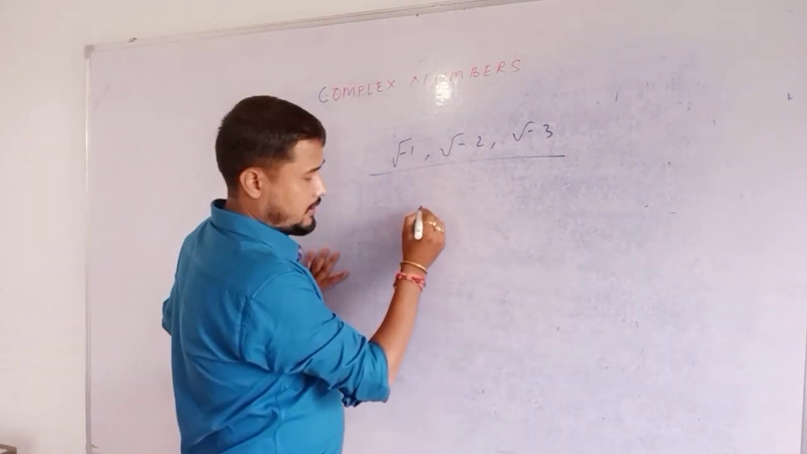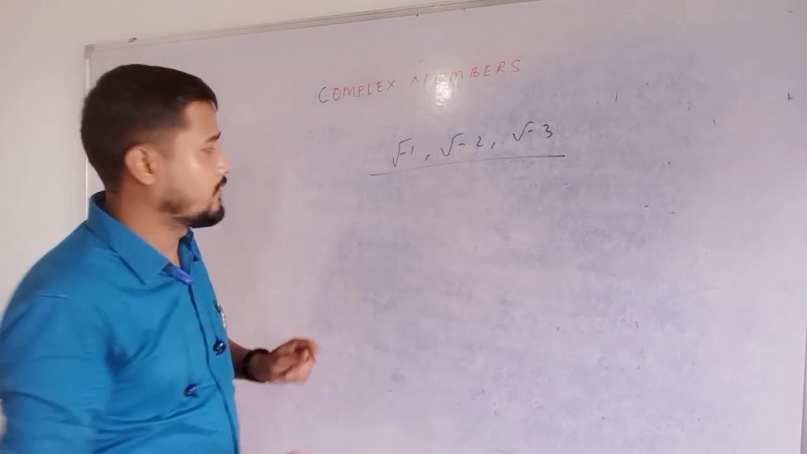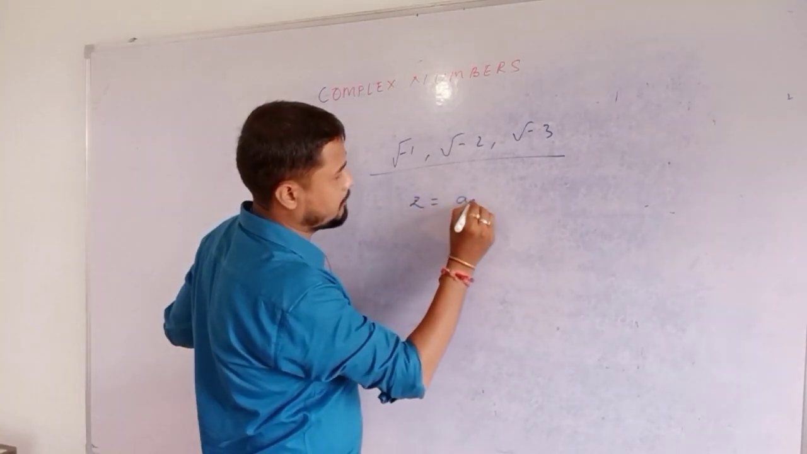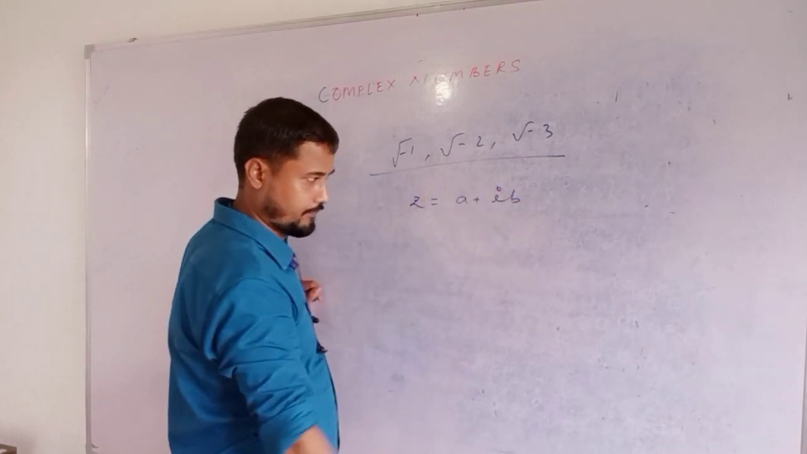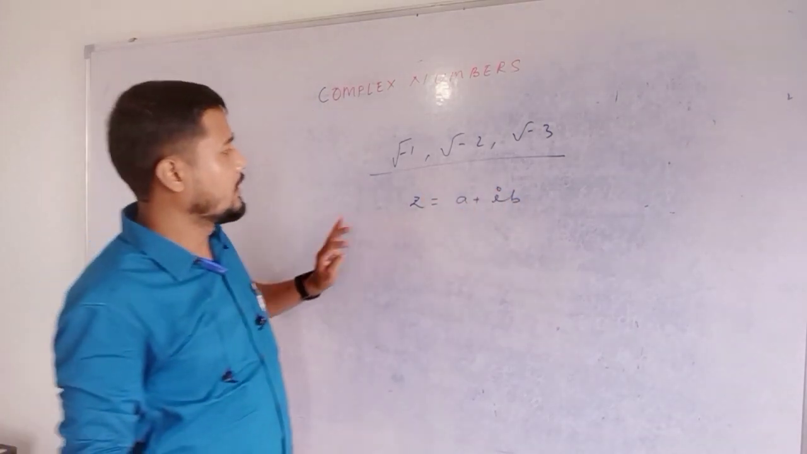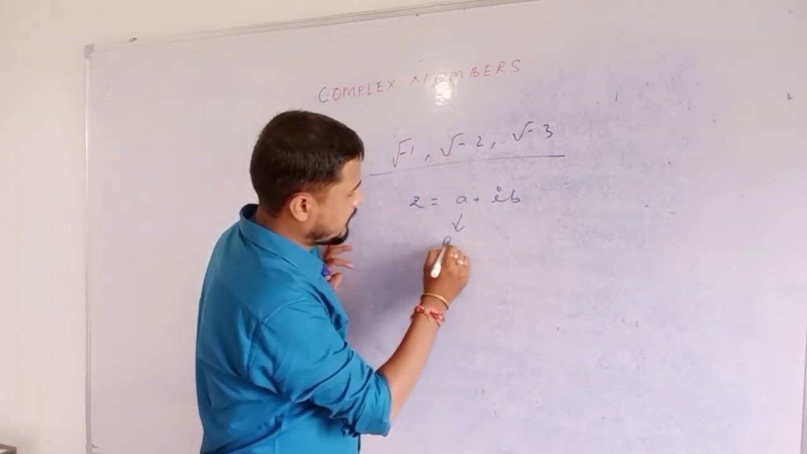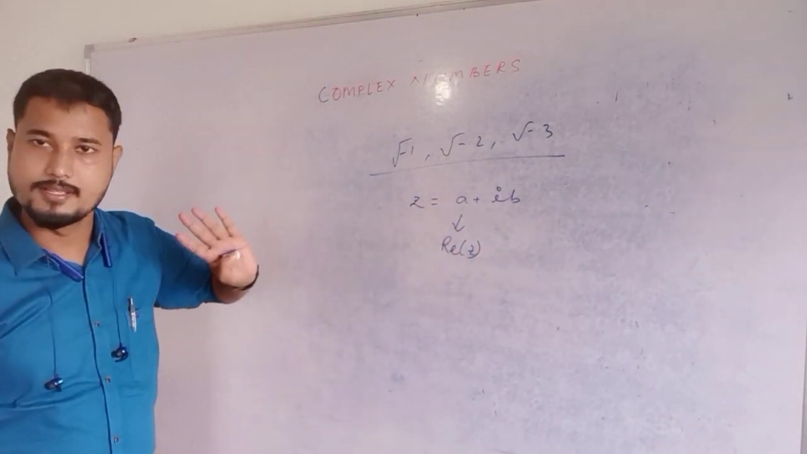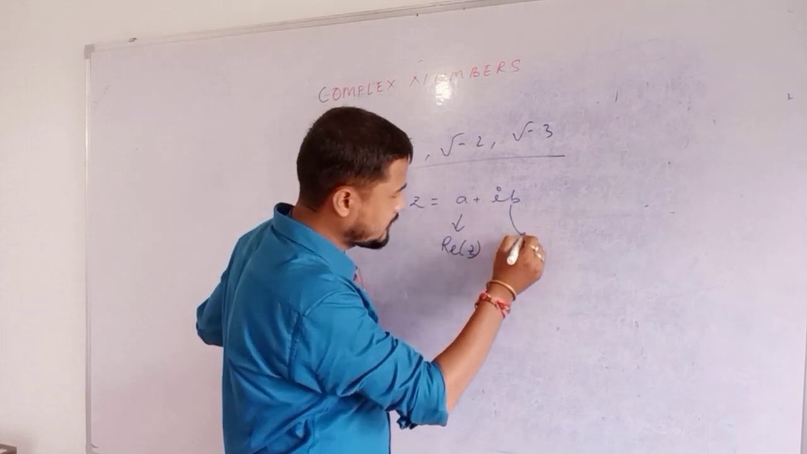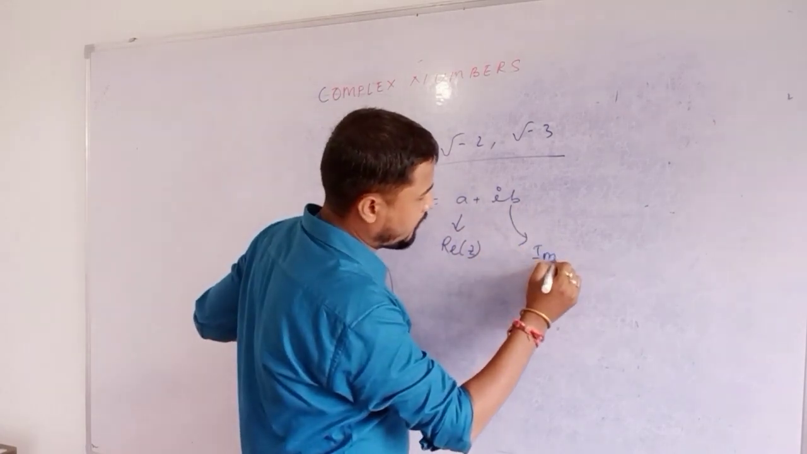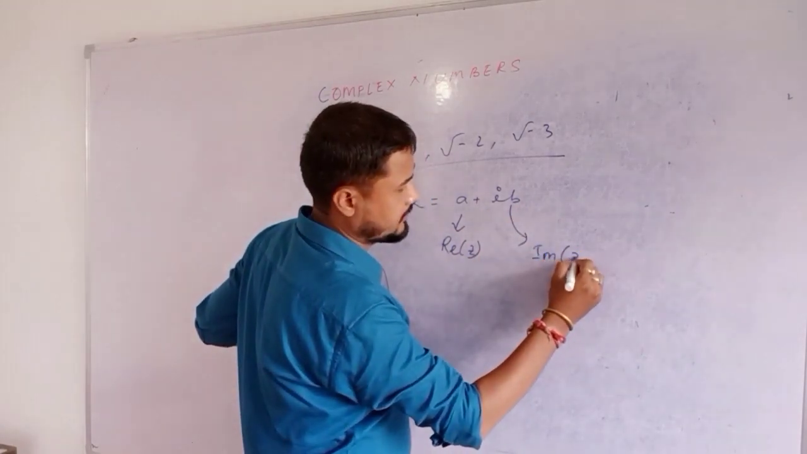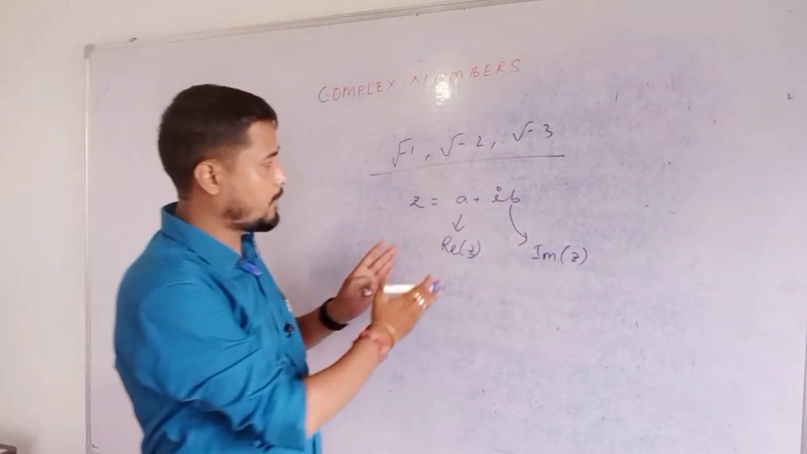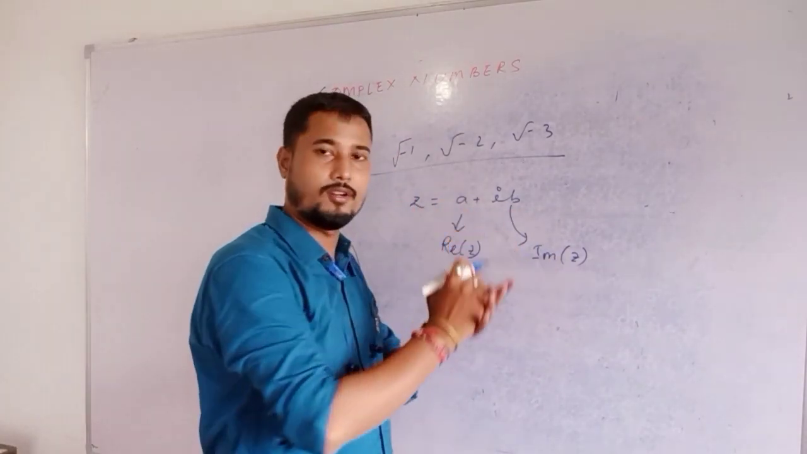A complex number is generally denoted by capital Z. Z equal to A plus iB. This is Re Z, the real part of Z, and this is Im Z, the imaginary part of Z. This is the real part of Z and this is the imaginary part of Z.